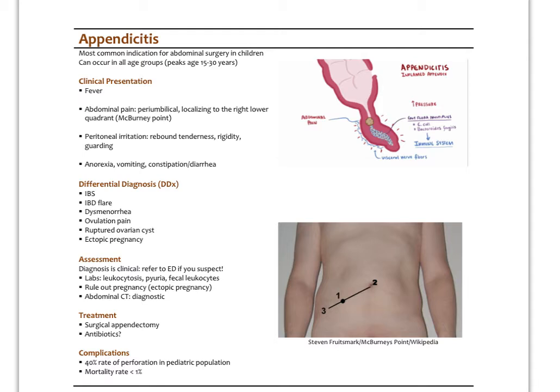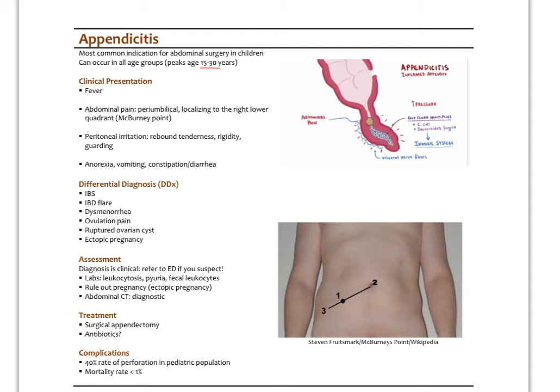Let me say a little bit here about appendicitis. This is the most common indication for abdominal surgery in children. Although it can occur in all age groups, it really peaks around the ages of 15 to 30. The clinical presentation is usually fever and acute onset abdominal pain. It usually starts around the umbilicus, sometimes even in the epigastrium, but usually around the umbilicus, and over time it localizes to the right lower quadrant, an area called McBurney's point.